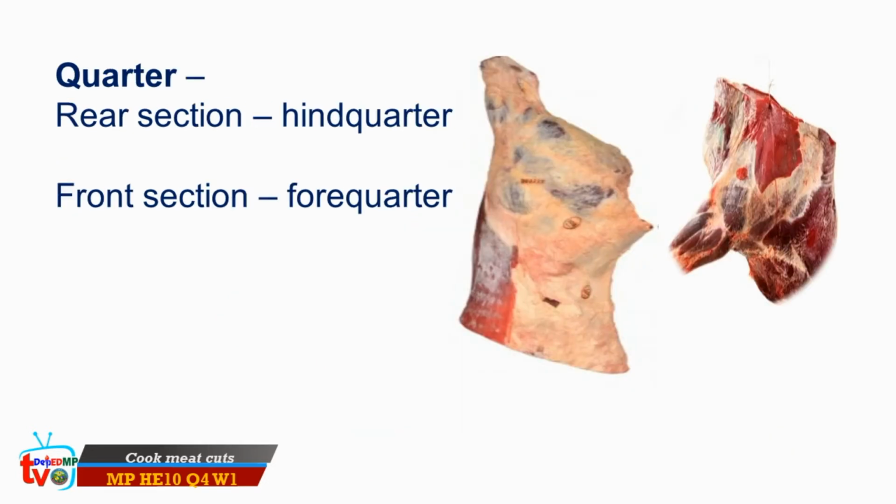Sides are further broken down by cutting them into two lateral pieces called quarters. The rear section is called the hind quarter and the front section is called the fore quarter. The precise place where the side is divided depends on the animal. Beef is usually divided between the 10th and 11th rib, while pork is usually cut between the 6th and the 7th rib.